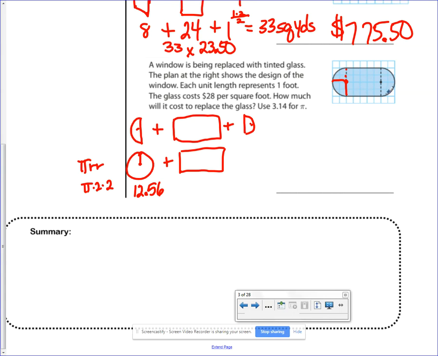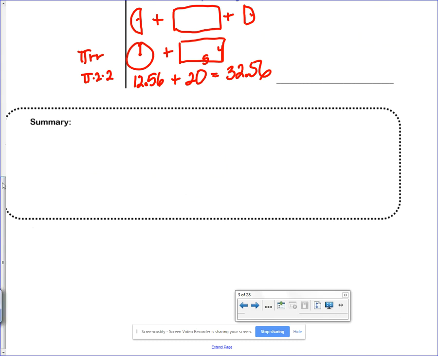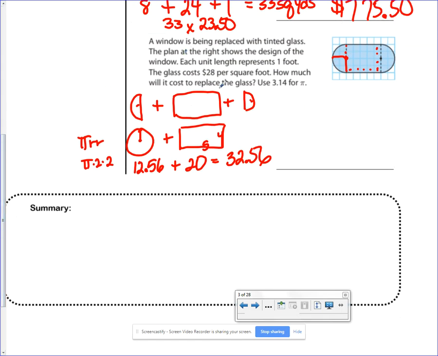And then let's take care of this rectangle in the middle. 1, 2, 3, 4. It's 5 by 1, 2, 3, 4. So that's a nice 20. So when I add these together, I get 32 and 56/100ths square feet. Now, what is that as far as the price when it costs $28 a square foot? Crank that out and it will give you the final price. I believe you get this.